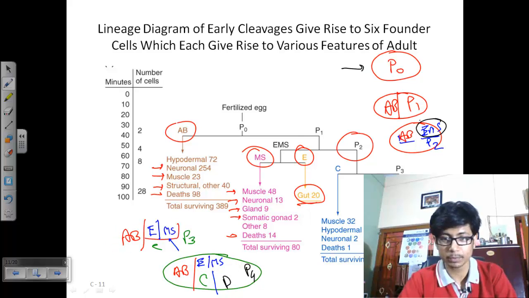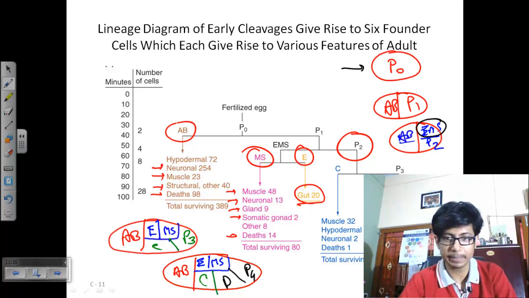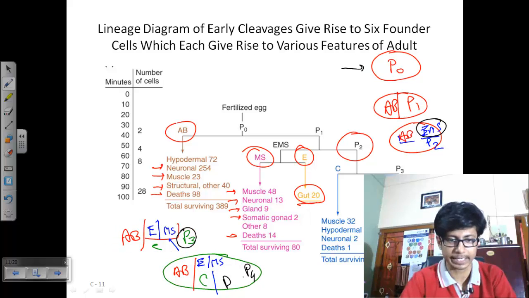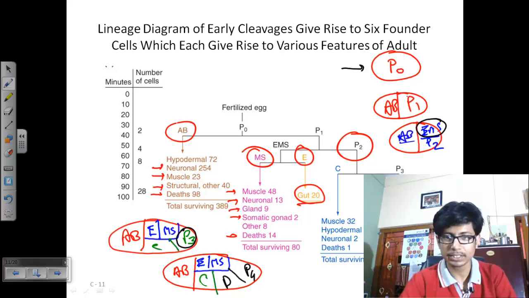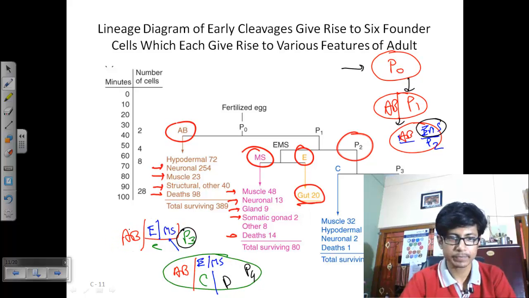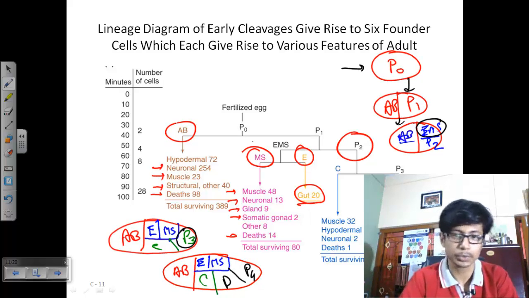Now EMS is one of the most important sections, because EMS divided into E and MS, and P2 divided into C and P3. Then E and MS remain and they develop different regions. C remains as it is, but P3 will finally divide again into D and P4. So this is the body division planning for C. elegans that you should remember.